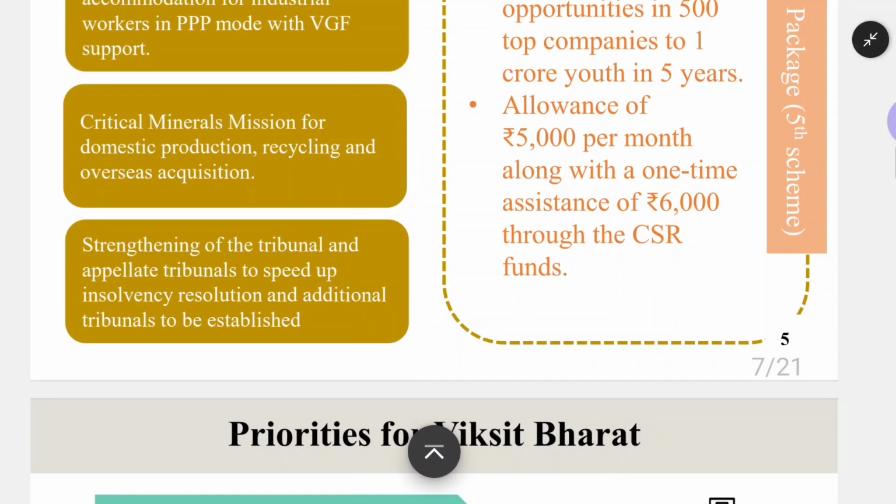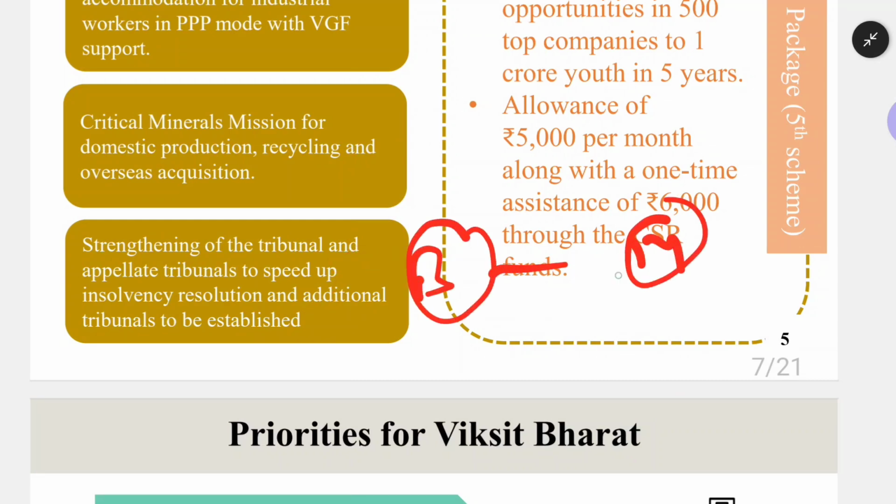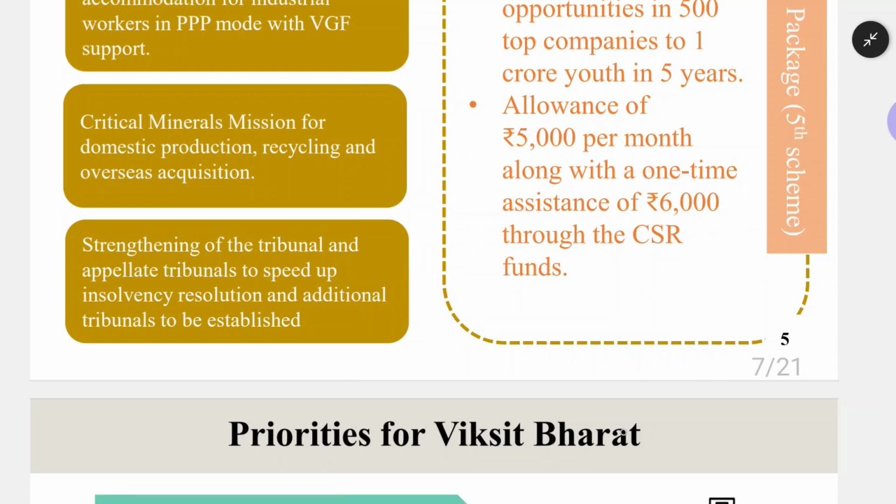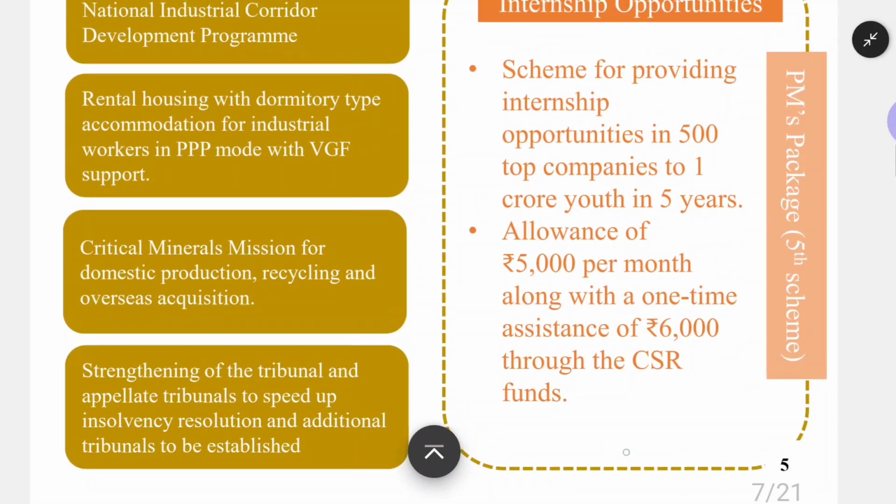Strengthening of tribunals and appellate tribunals to speed up insolvency resolutions, and additional tribunals to be established. Whenever an MSME takes a loan from the bank, suppose the MSME is not able to pay, or there is a dispute between the bank and the MSME, or between the MSME and the government, any kind of issues. In these cases, tribunals and appellate tribunals will be established so that speedy resolution happens and the MSME should thrive. Okay, internship opportunities are also there.